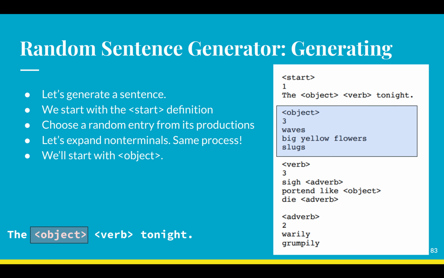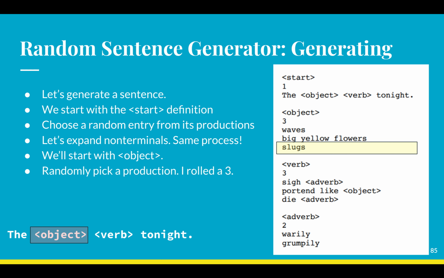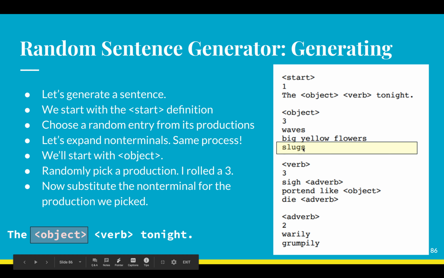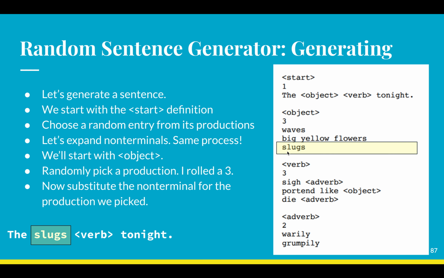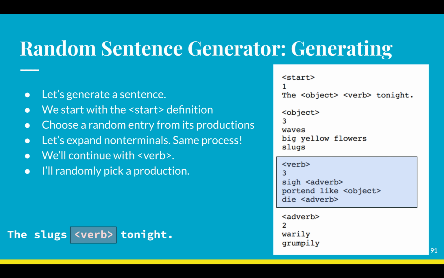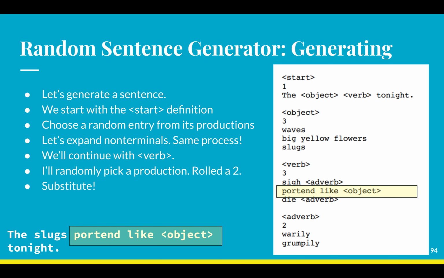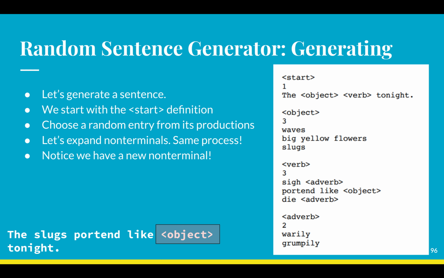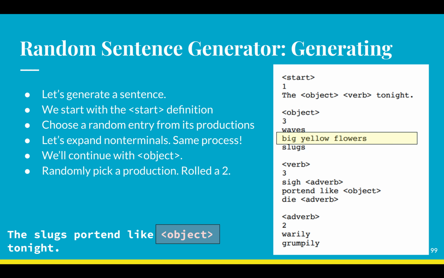It's the same thing. For object, we pick a random expansion or production. Let's say we pick that one. Now we substitute the non-terminal for the production that we picked, which is just the word slugs. Now we do the same thing. We have the token verb, which is a non-terminal, and we expand it by picking a random production. Let's say we pick that one. Now we substitute. The slugs portend like object tonight. Now we need to expand object, which is a new non-terminal that just got introduced. We pick a random production, and then we substitute that in the sentence.